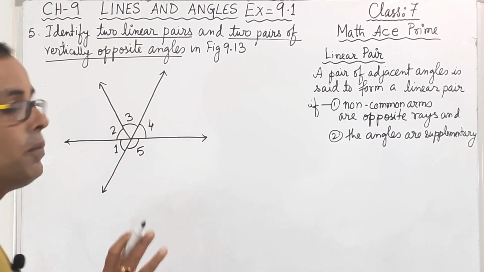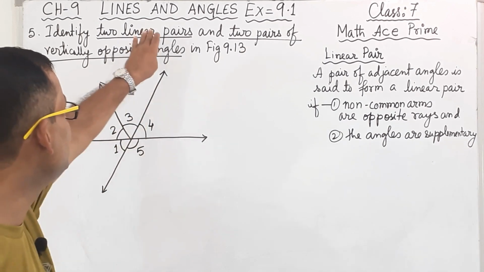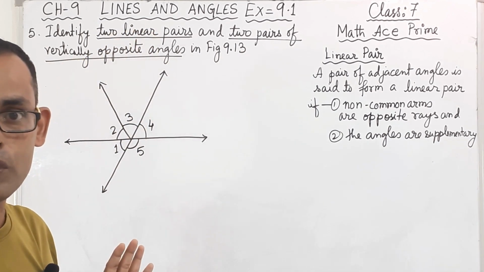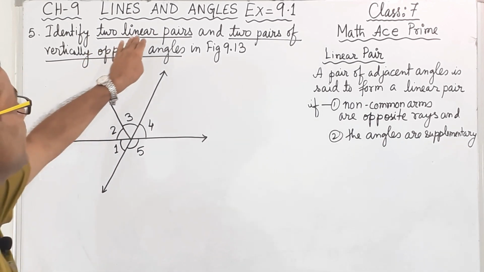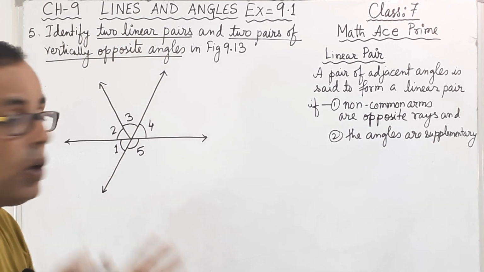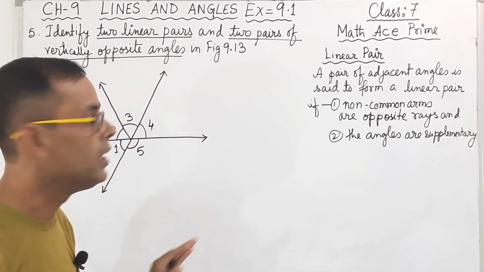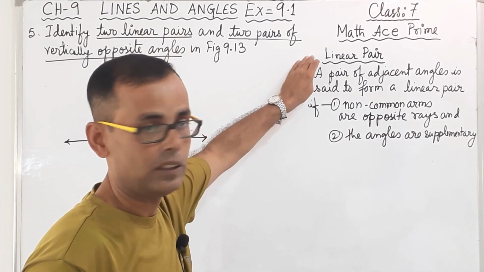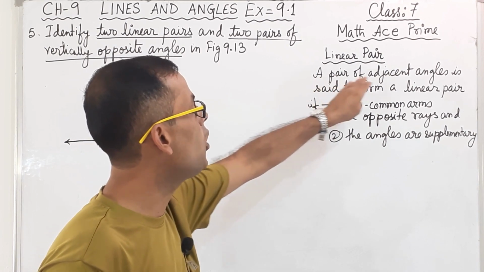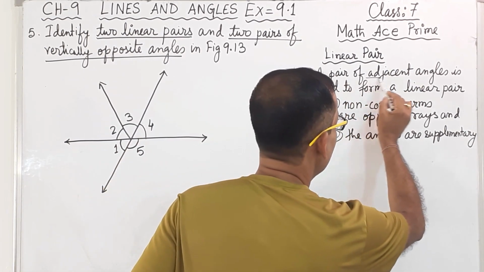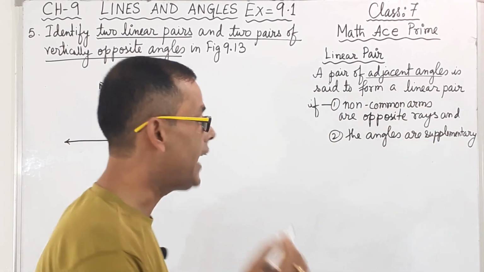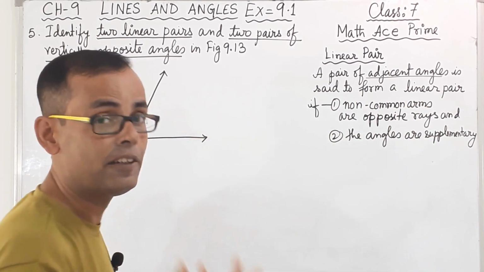So these two terms are totally new, linear pair and vertically opposite angles. So first, before solving this one, let us know a little bit about the concept of linear pairs. So what is a linear pair? A pair of adjacent angles. That means we have already studied adjacent angles. So adjacent angle, what was the definition?